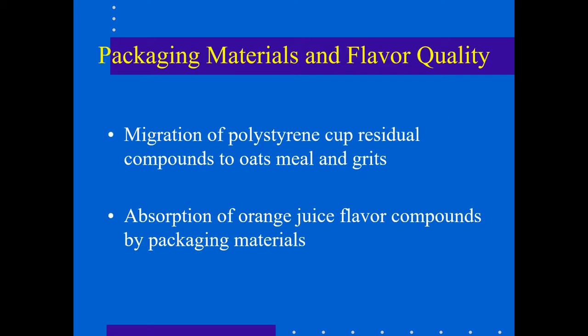Now we will look at two different case studies of what happens between packaging material and the flavor quality of food product. The first one is migration of polystyrene cup residual compounds to oatmeal and grits. The second one is absorption of the orange juice flavor compound by the packaging materials.